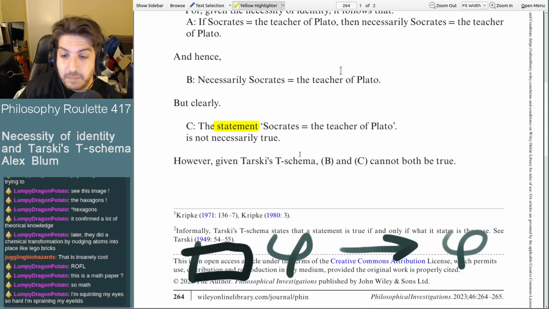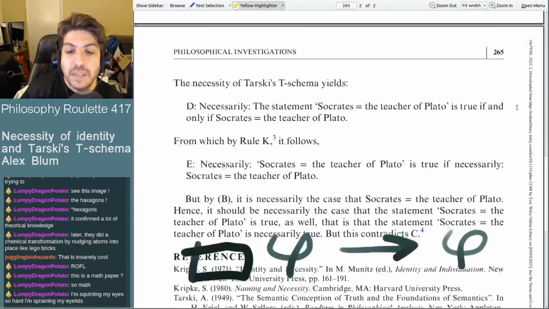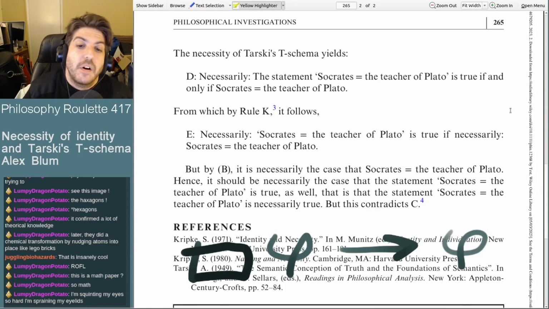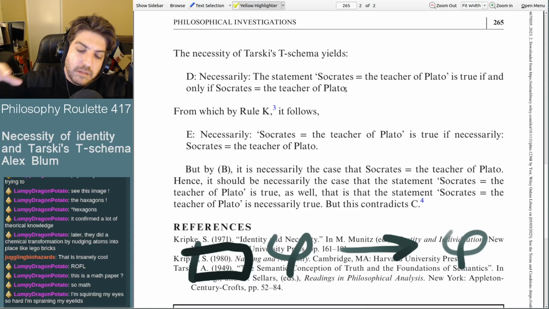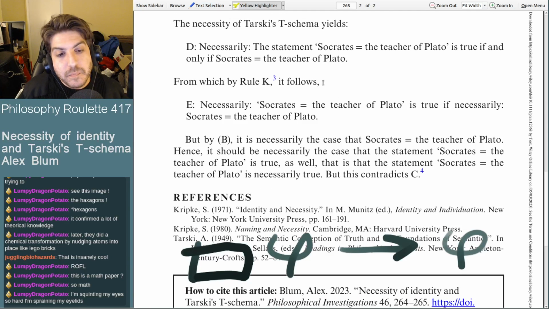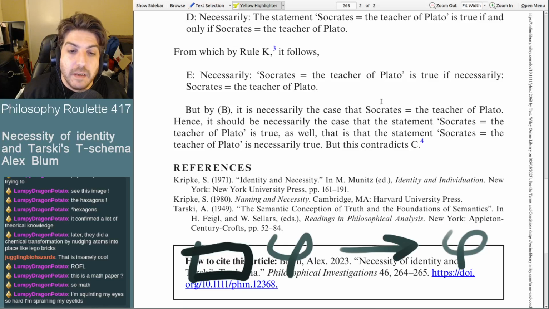So, however, given Tarski's T-schema, B and C cannot both be true. The necessity of Tarski's T-schema yields D: necessarily, the statement Socrates equals the teacher of Plato is true if and only if Socrates is the teacher of Plato. Now they're saying, look, because you can drop the box about the statement, you are implying that if the content of the statement is necessarily true, then the statement itself is. From which, by rule K, it follows that necessarily the statement "Socrates is the teacher of Plato" is true if necessarily Socrates is the teacher of Plato. So this is a disquotational theory here, necessarily.